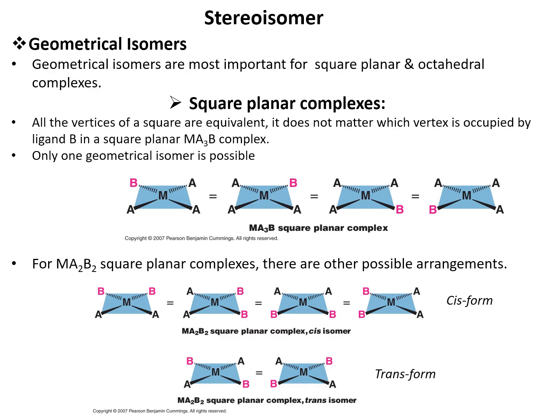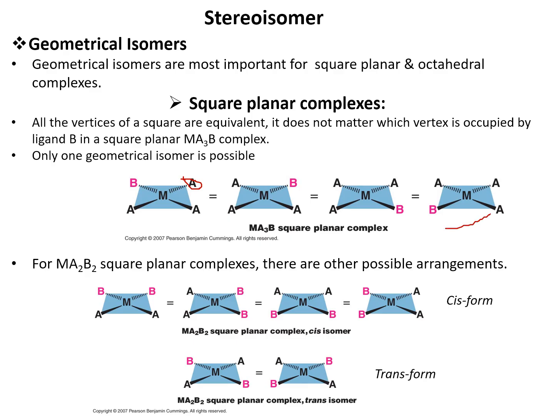Geometrical isomerism is most important in square planar and octahedral complexes. The ligands are bonded to the same metal but occupy different positions in space. Let's say for the square planar MA3B, A3 means three of the same ligands and only B is different. All four positions are equivalent, therefore only one geometrical isomer is possible here. We can show this in this picture.